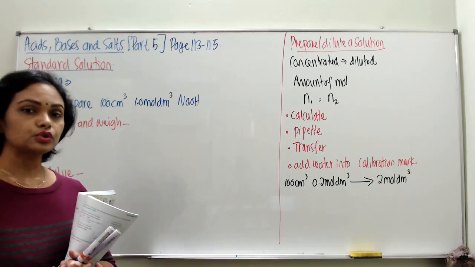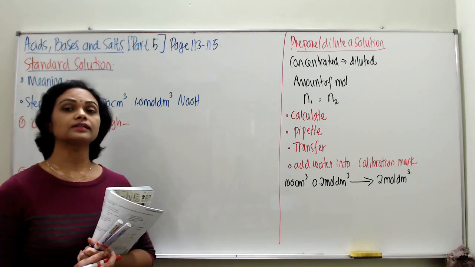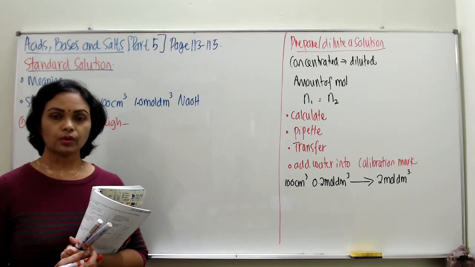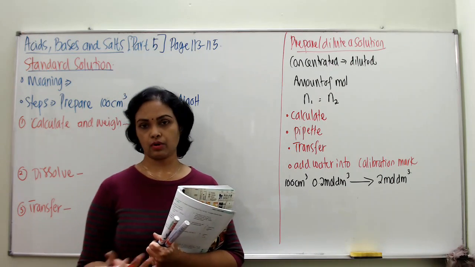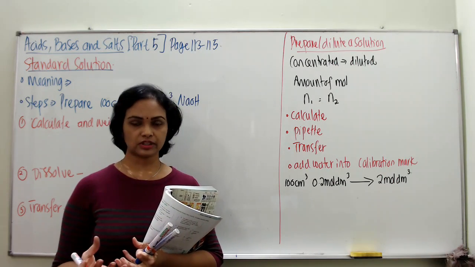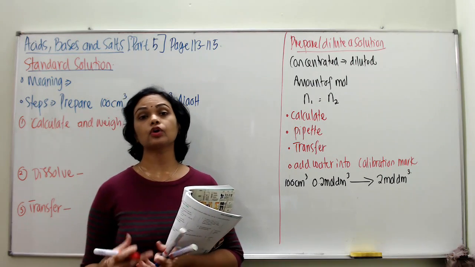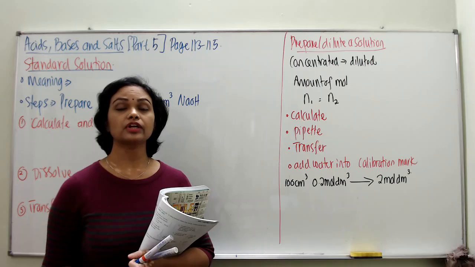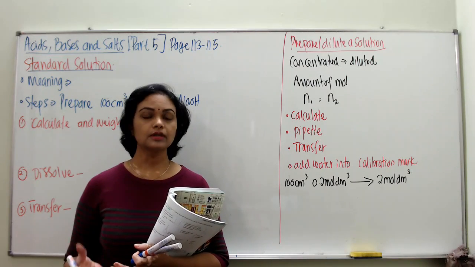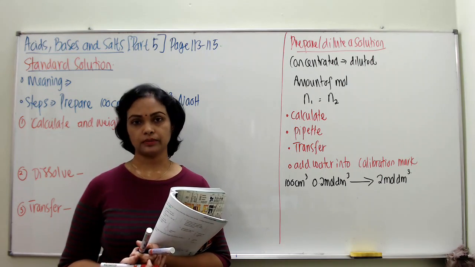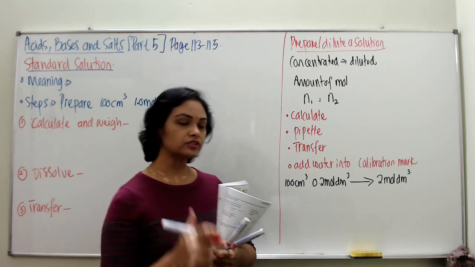A standard solution is a solution where the concentration of the solution is accurately known. If you are just mixing water with a syrup of the orange to make orange juice, that is not a standard solution, because you don't know what the concentration of the solute is, or maybe the mass of the solute you're not very sure. But a standard solution is a solution where the concentration is known.